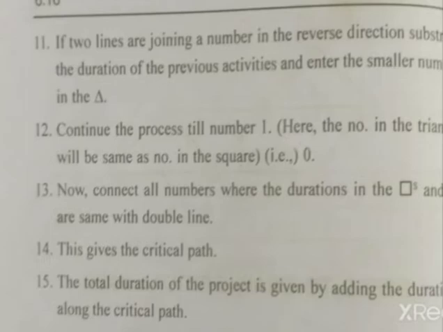That is, we already draw a single line for the network. You have to draw another line also for the same values. This gives the critical path. The total duration of the project is given by adding the durations along the critical path. So the total duration is given by the last E and L value.